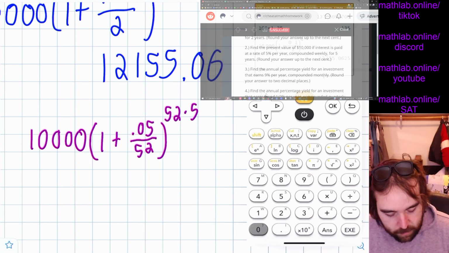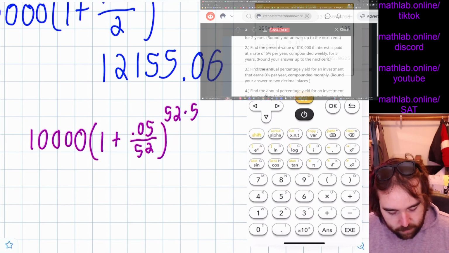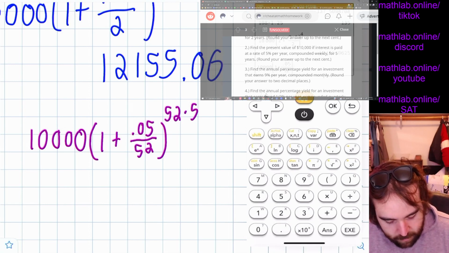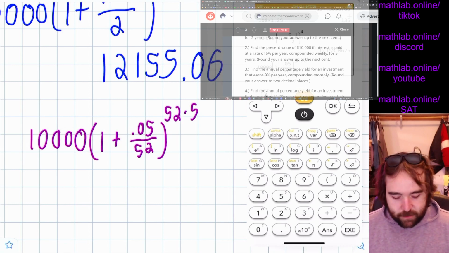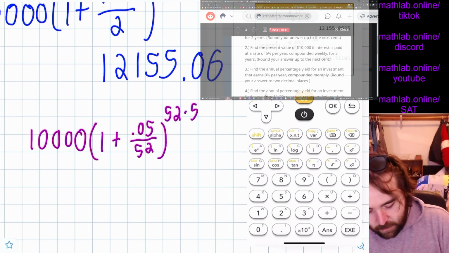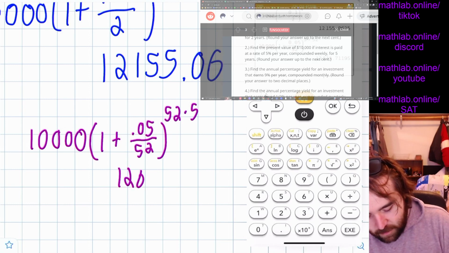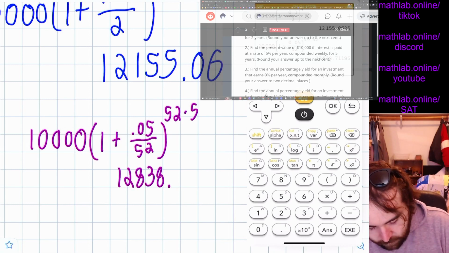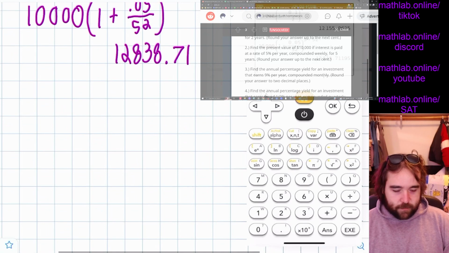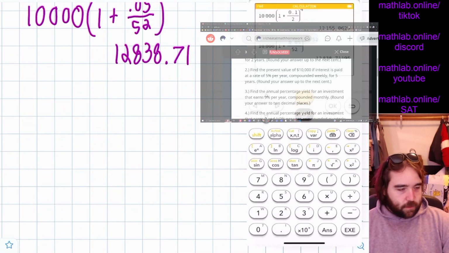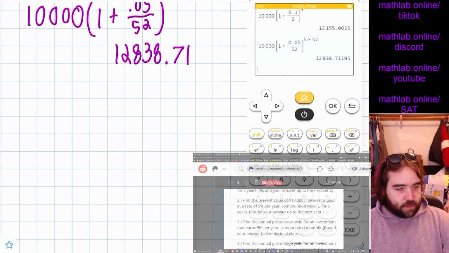The number you're multiplying by is very close to 1, but since you're multiplying by it so many times, it actually makes a sizable difference. Every single week, you're not getting very much more money, but you're doing it so many times, it really does matter. Raised to the 5 times 52, you're multiplying by that number 260 times. You end up with 12,838.71. Oh, you can't really see the results up there. That would be a good reason to put this down here.